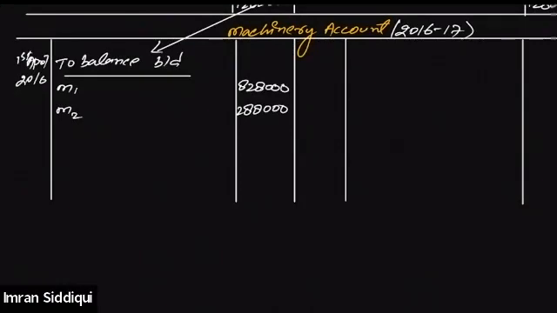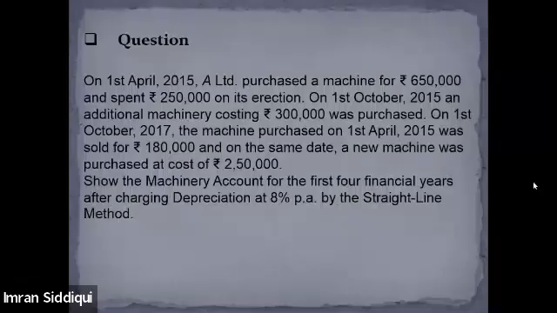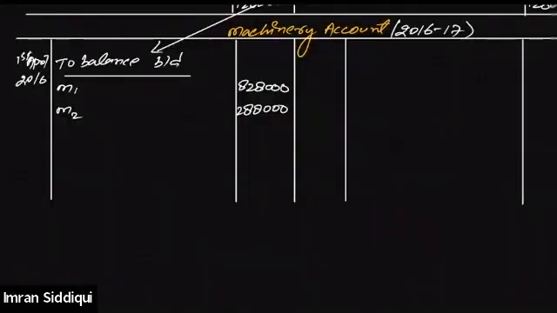Then we will look out for events that have occurred in the year 2016-17. So let's go back to the question. I don't think there is any transaction related to the year 2016-17. I'm not able to find any. So that means nothing new happened in the year 2016-17. We neither bought any new machinery nor sold any machinery. That means everything remains the same. So there is no other event that needs to be recorded in the machinery account for the year 2016-17. Is that right?